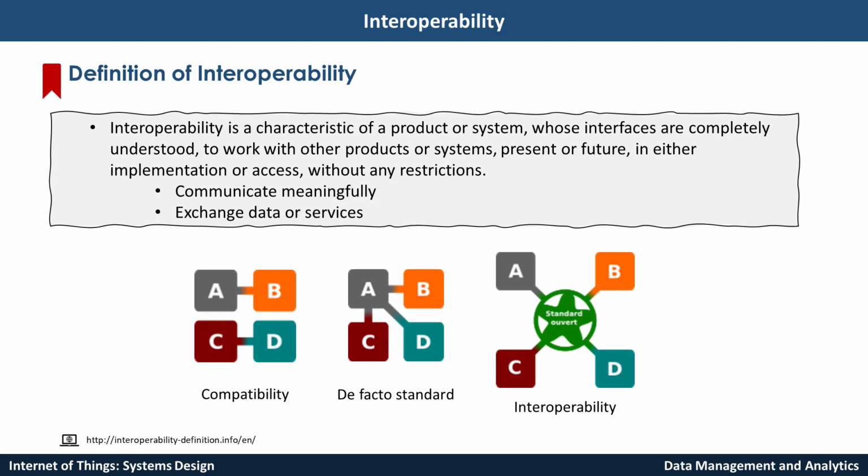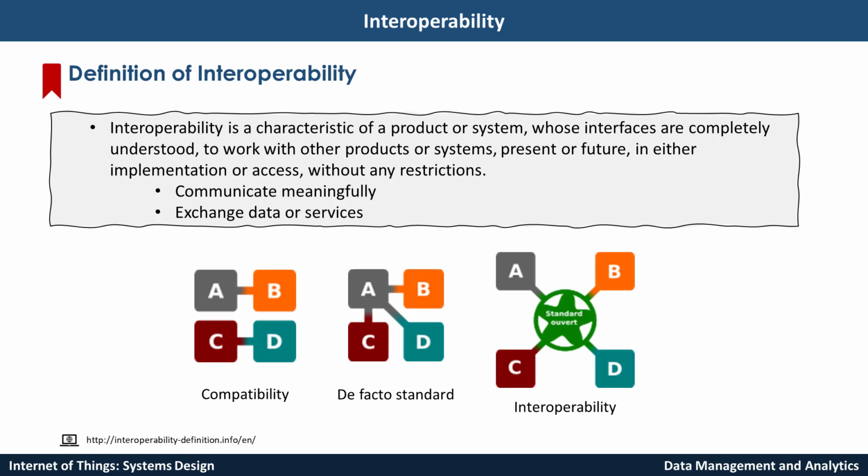Interoperability is a characteristic of a product or a system whose interfaces are completely understood to work with other products and systems, present or future, in either implementation or access, without any restriction. So the communication has to be meaningful and they should be able to exchange data and services.